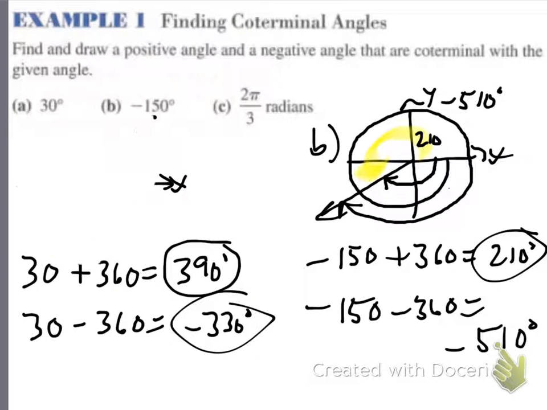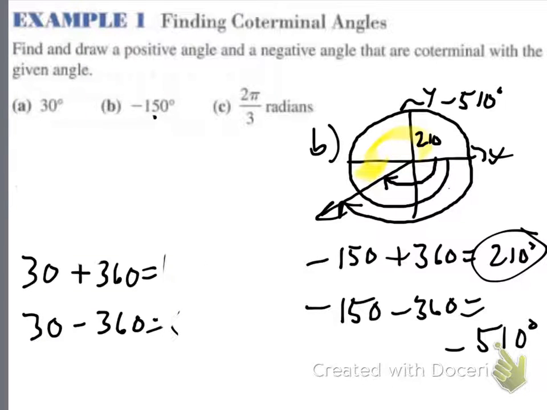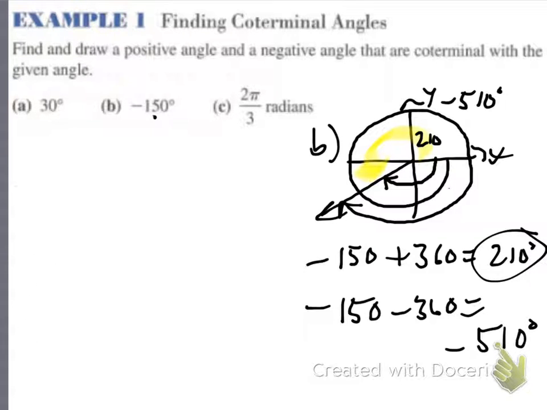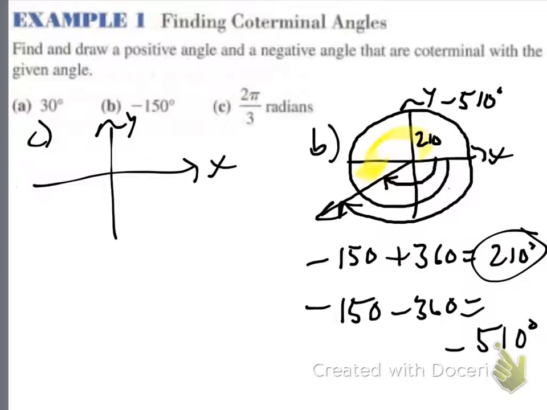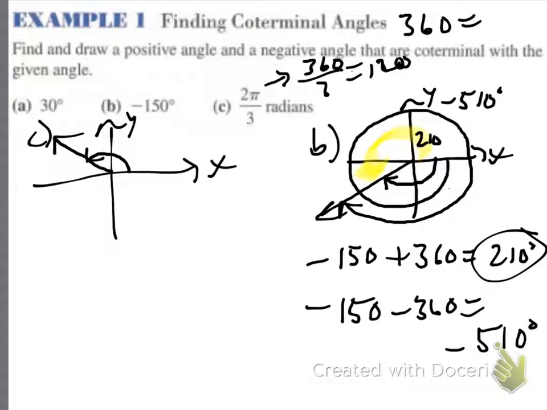Now, when it's in radians, 2 pi over 3. Now you could think of it two ways. You can convert that, so that's 360 over 3, which is 120. So that angle is right in here. Now, it's in terms of pi, so instead of adding 360, we're going to add 2 pi because 360 equals 2 pi.